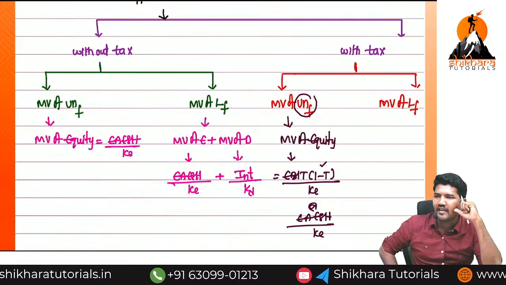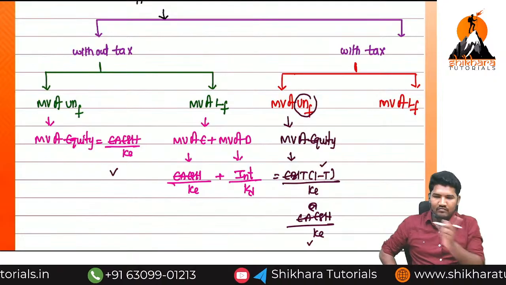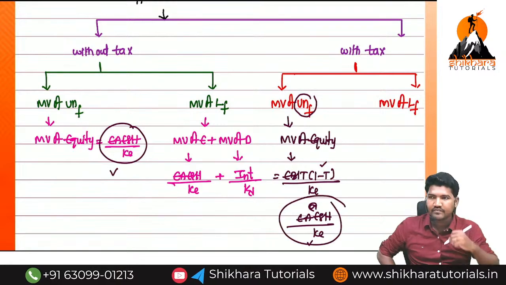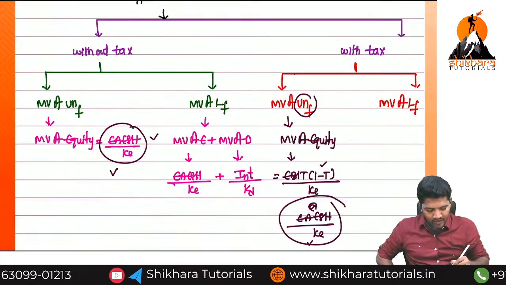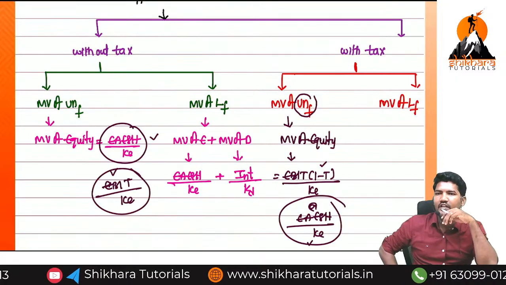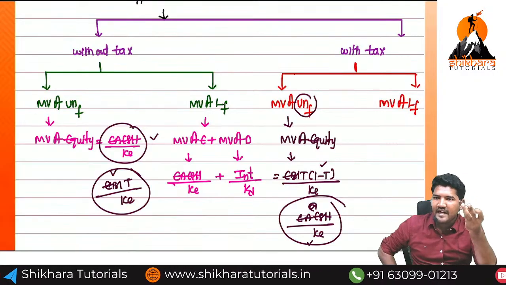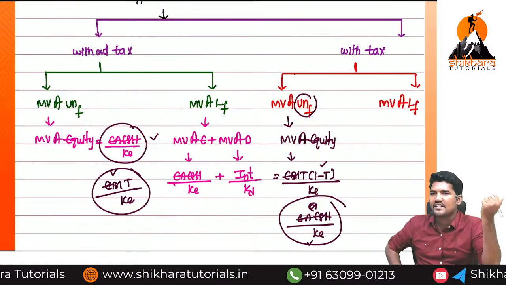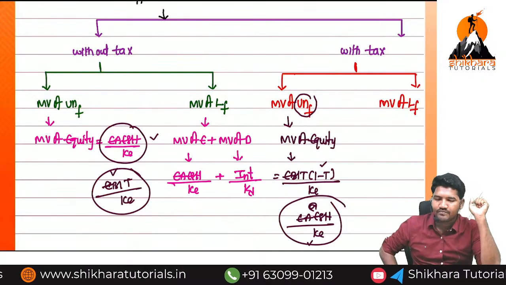EAES divided by KE. So this one, both are the same or different? First unlevered firm, second unlevered firm. This one and this one. No, this one is not considering tax. It means you can write here that EBIT is nothing but EAES. Why? No interest, so EBIT is nothing but EBT. No tax, that is nothing but EAT. No preference dividend, that is nothing but EAES. Guys, clear? The difference you have to find out. Okay now?